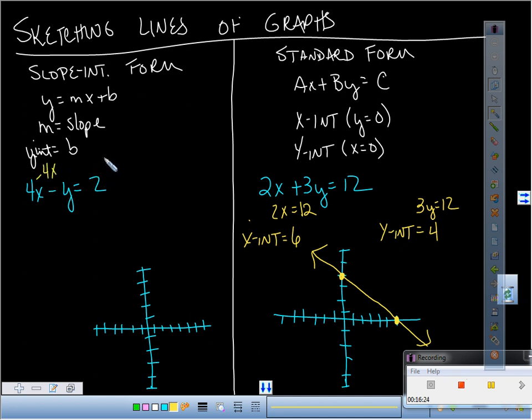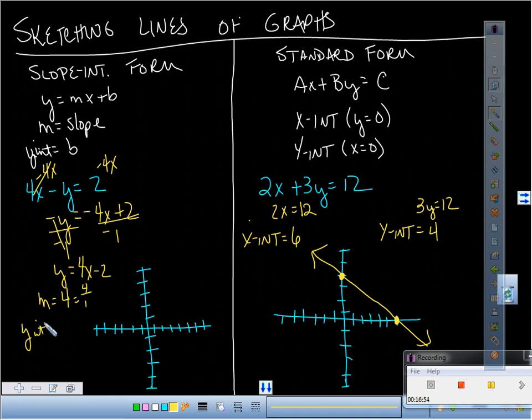Minus 4x. Now I've got negative y is equal to, remember the x goes first, so negative 4x plus 2. Now what do you do? All that negative 1 is going to do is change everybody's sign. A negative over a negative becomes a positive 4x. Positive over negative becomes a negative 2. What's my slope? 4. Some people like to always express it as a fraction, so if you want to, you can write it as 4 over 1. What's my y-intercept?